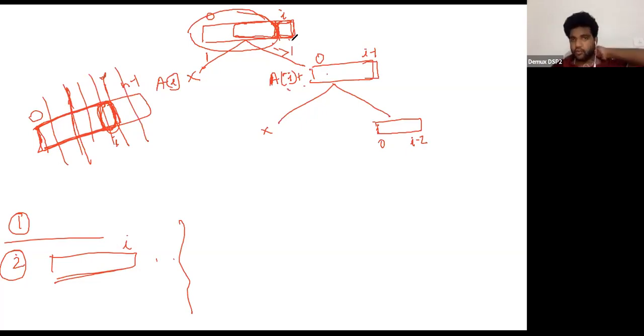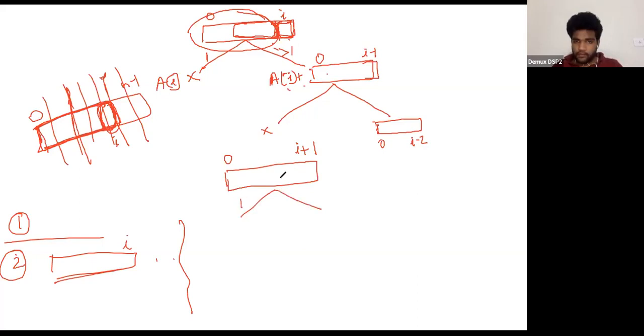Correct? So for 0 to i, this is what my recurrence tree is. Now I will do it again for 0 to i plus 1, and also for 0 to i plus 2. I will do it for all the i's, right? For 0 to i plus 2, I will make the same decision, which is either to go for length 1 or length greater than 1.